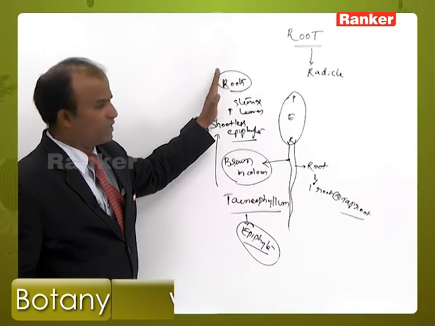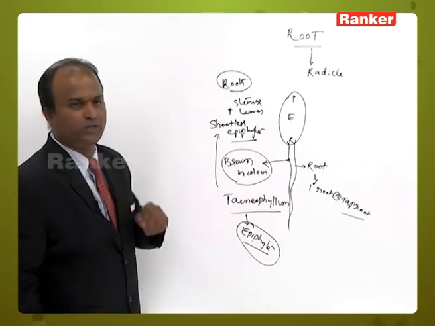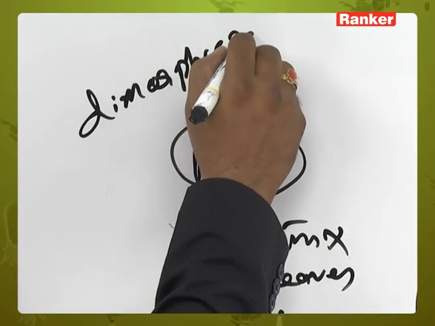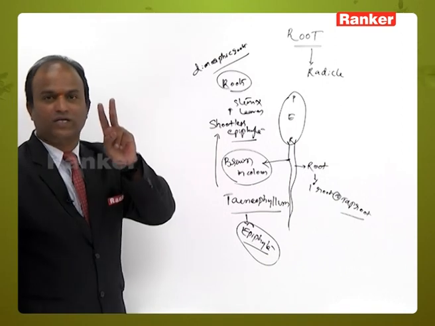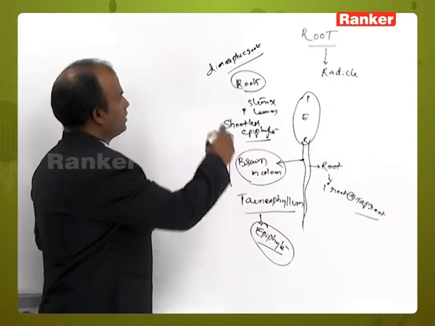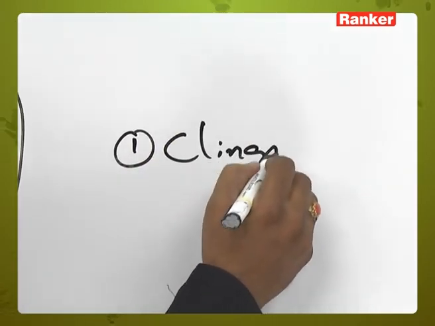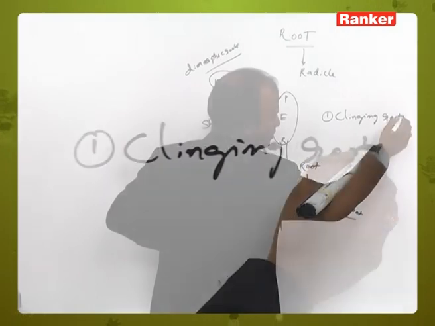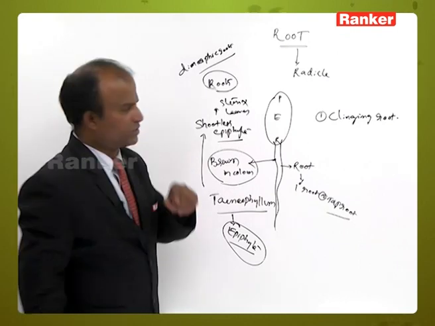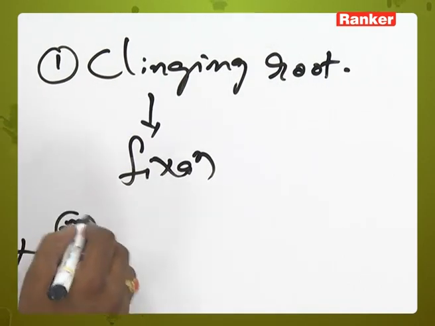Can you tell me how many types of roots can be seen in the epiphyte known as Taeniophyllum? It shows dimorphic roots. That means the roots are morphologically of two types. One root is the clinging root. This clinging root helps in fixation.